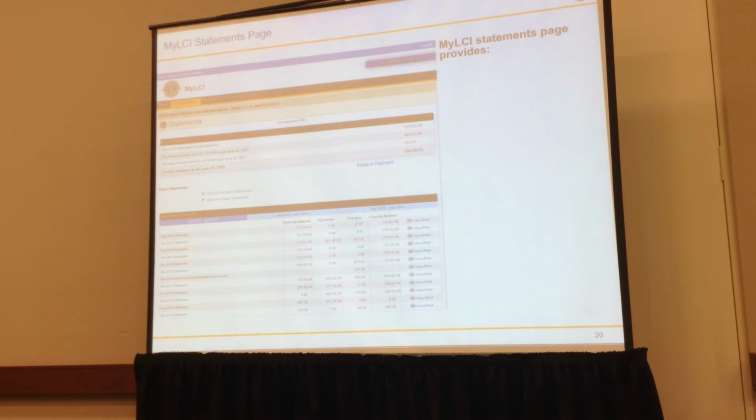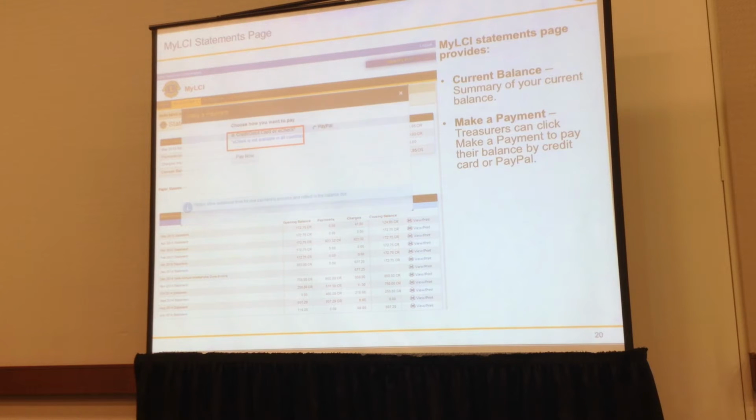Okay, next we have the MyLCI statements page. This page will provide you with the current club balance, the Make a Payment button. This is viewable by only club treasurers. And that will give them the ability to either pay by credit or debit card, or newly added by PayPal.